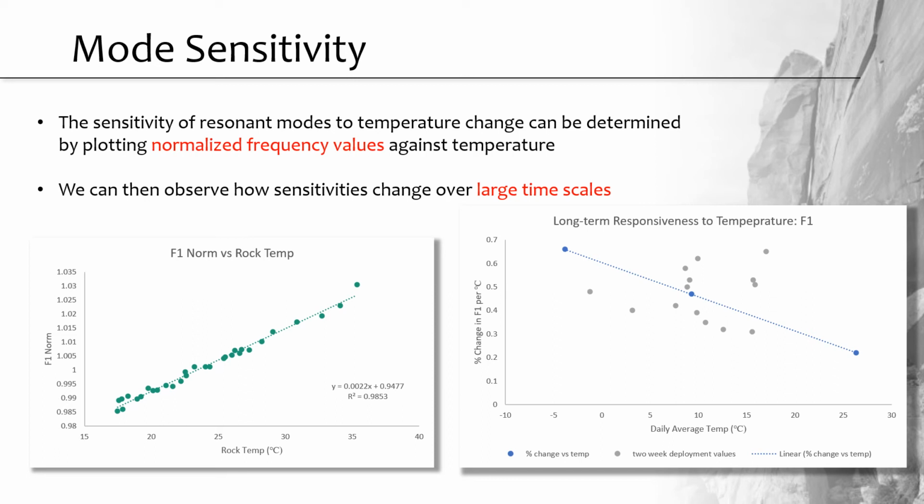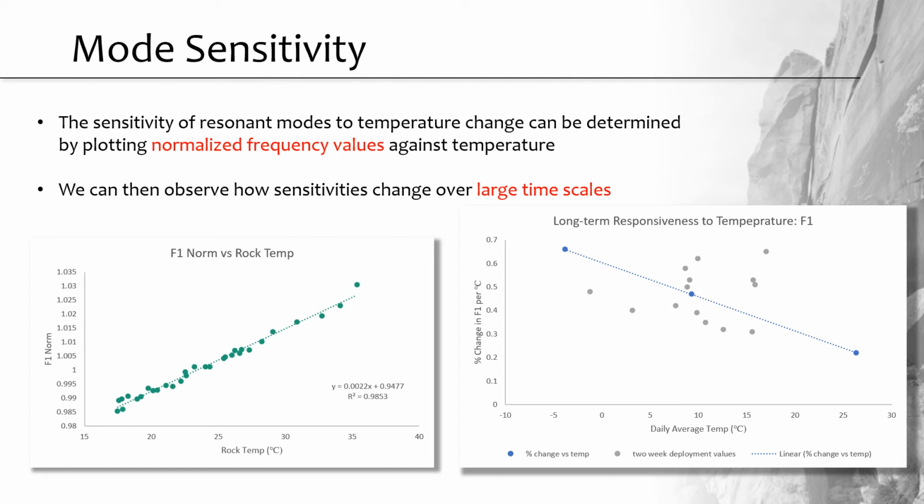Then, applying a linear trend line, we can look at the slope of that trend line, and basically that is how sensitive these resonant modes are to changes in temperature. So in this case, the first mode changes by about 0.22% for every degree Celsius of temperature change.